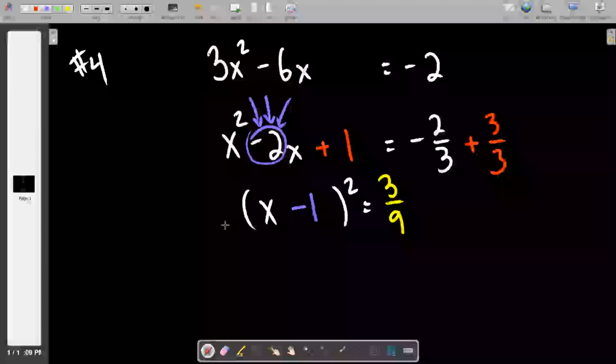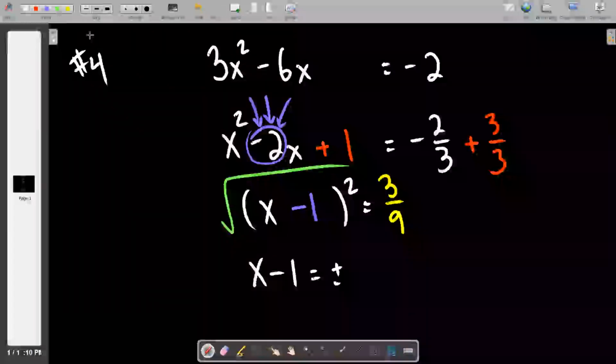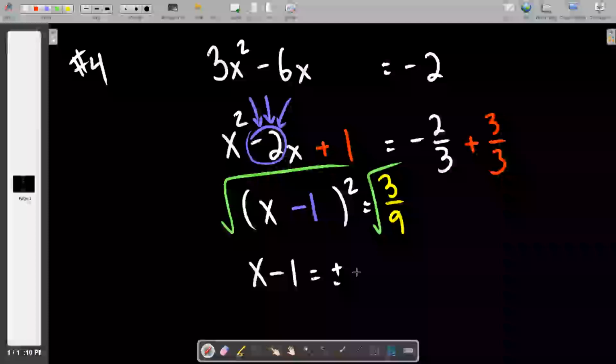If I square root the left-hand side, what do I get? And then I put equals, positive, negative. And if I square root this right side, what do I get? Plus minus root 3 over 3. The square root of 3 on top just has to stay as the square root of 3, but the square root of 9 on bottom, we set it up so that we get a whole number.